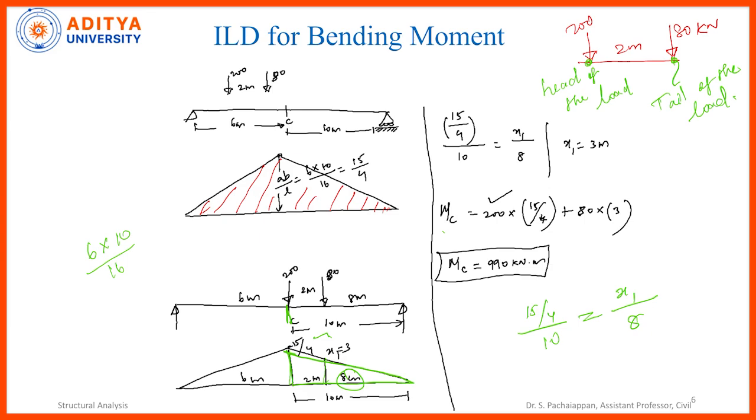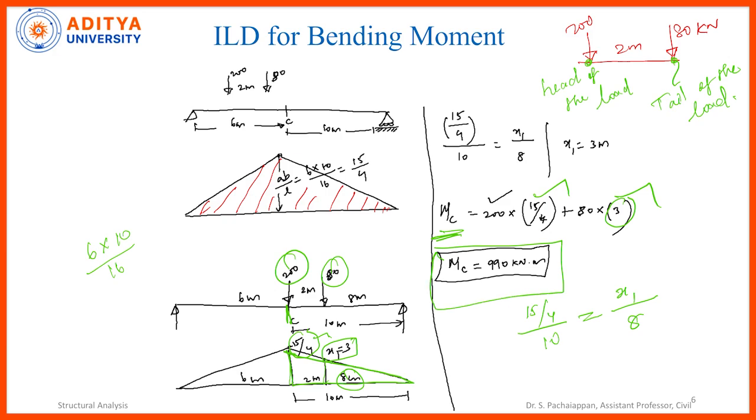Now what I have to do is, MC is nothing but 200, this load, multiplied by the ordinate 15 by 4, which is positive, plus 80 multiplied by the corresponding ordinate, the x1 value we just got, which is 3. So 200 multiplied by 15 by 4 plus 80 multiplied by 3. By similar triangle, we computed that value and then calculated the moment at point C.